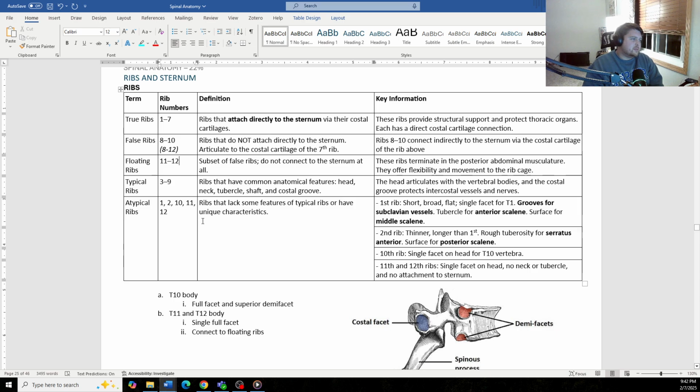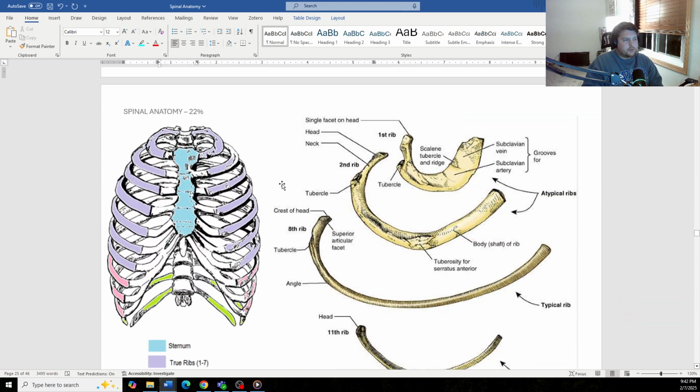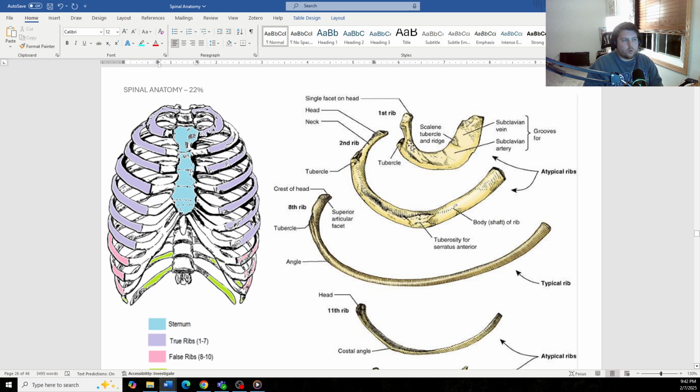The atypical ribs, these are ribs 1, 2, 10, and 11 and 12. Ribs 1 and 2 are pretty easy to see, especially rib 1. Rib 1 is much flatter, and it has these grooves for the subclavian vein and artery. Rib 2 is kind of in between the typical rib and the first rib, so that's why it still gets kind of lumped in with all of that. And we'll talk about a couple specific things on rib 2 in just a sec.